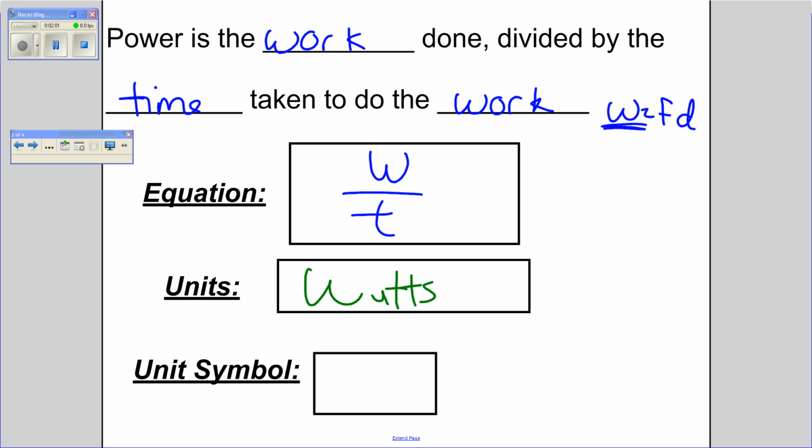Okay, so you might have heard of the term kilowatt. A kilowatt is merely 1,000 watts, like a kilogram is 1,000 grams. And the symbol we use for watts is W. So work gets the unit J for joules. Power gets the unit W for watts.